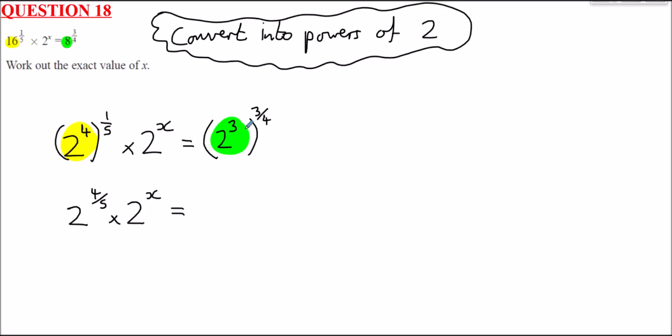And this one here, same idea, 2 to the power 3 to the power 3/4. To do the power of a power, I multiply this one by that one. So 3 multiplied by 3/4 is actually 9/4.